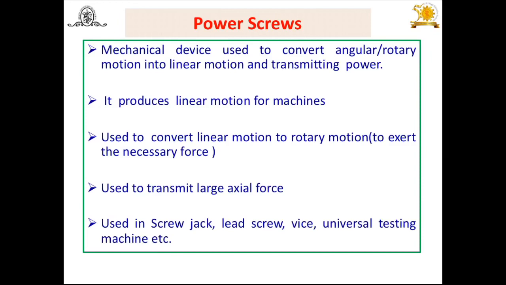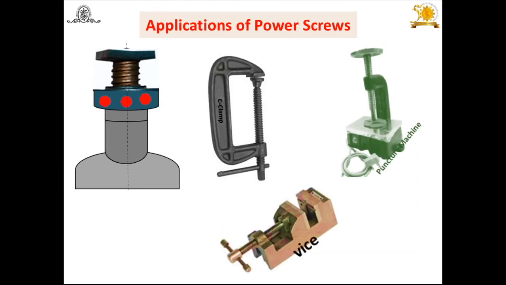Let us see what we mean by power screw. You will find power screws in many applications. Look at this first figure. It's a screw jack. You have seen it in automobiles or vehicles, used to take out the wheels for maintenance purposes. Screw jacks are used to lift or lower the loads of vehicles. The second one is the C clamp. The third one is the puncture machine.